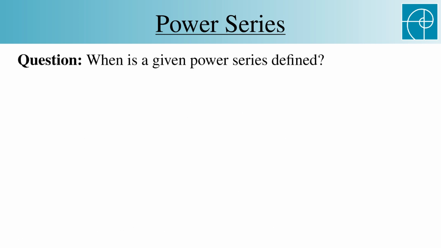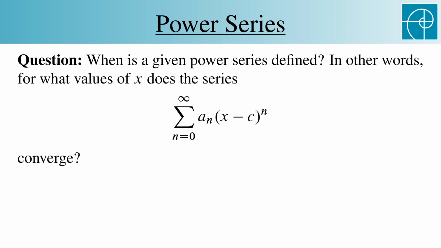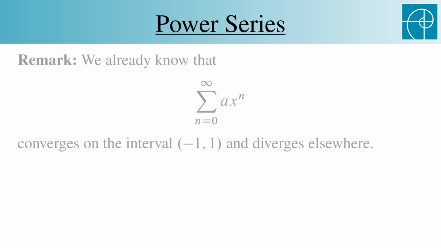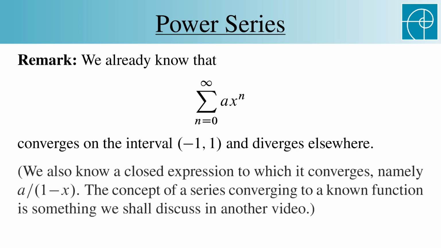When is a given power series defined? In other words, for what values of x does this series converge? We already know that this geometric series converges on the open interval from -1 to 1 and diverges elsewhere. We also know a closed expression to which it converges, namely a over 1 minus x. The concept of a series converging to a known function is something we'll discuss in another video.